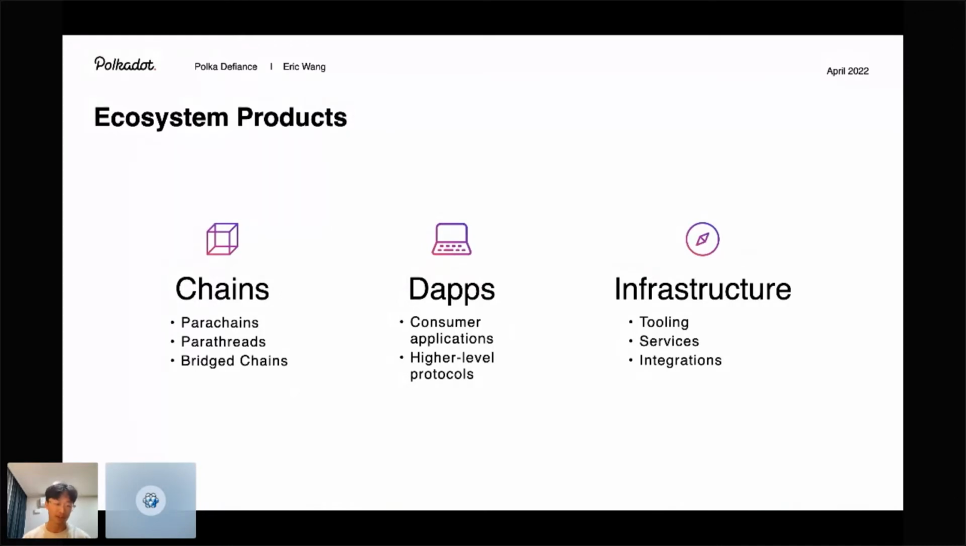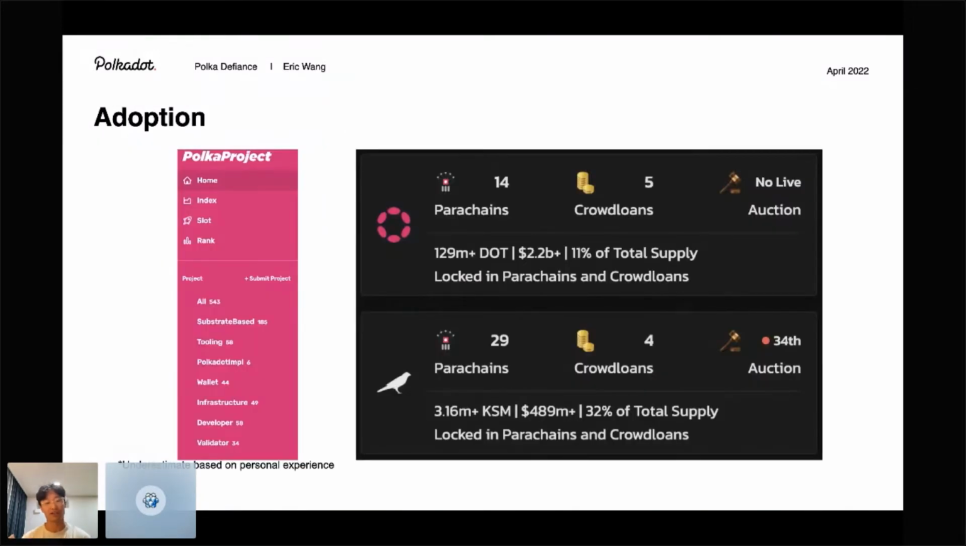Also, supporting these chains and dApps is a number of infrastructure components. These things could be tooling, various services, and various integrations to help not only make developers' lives easier, but also end users'. And I'm going to jump quickly into the current broad level of adoption within the Polkadot ecosystem before diving deeper in the next session.